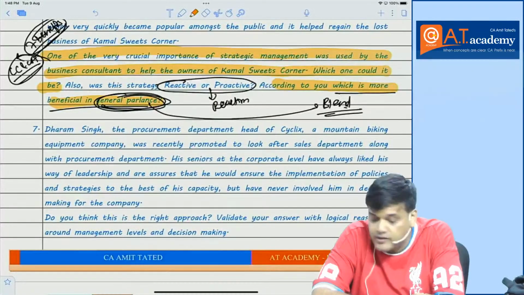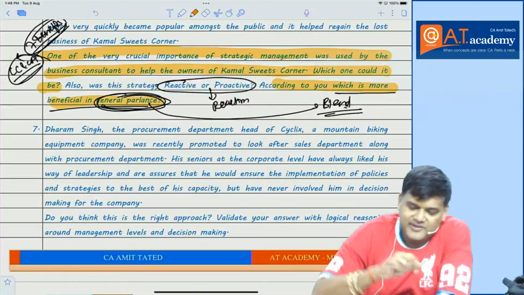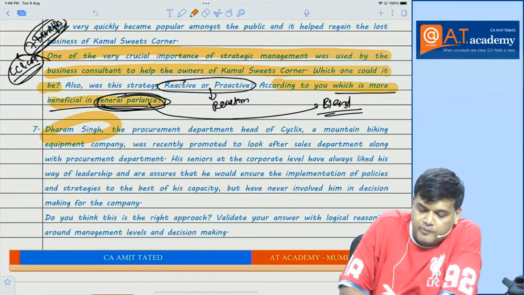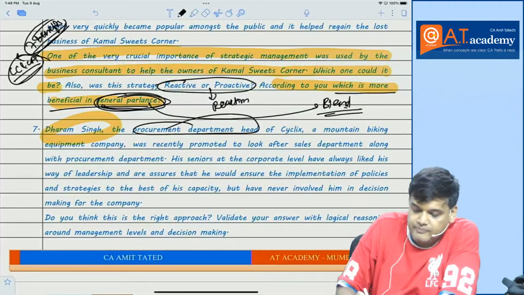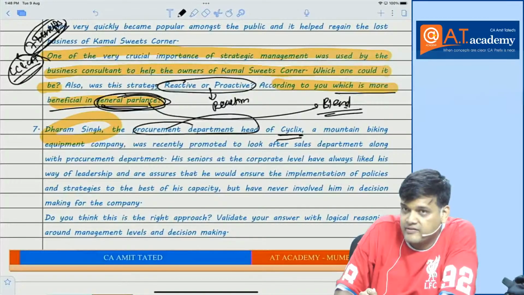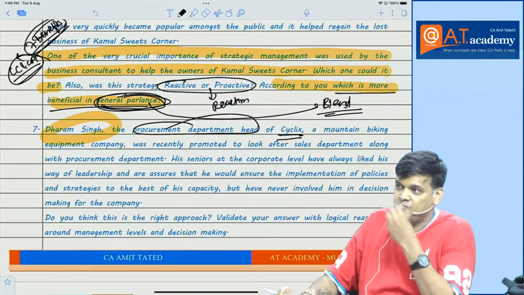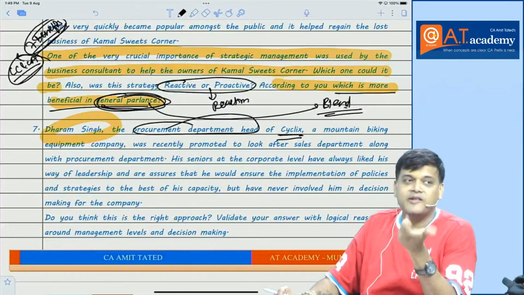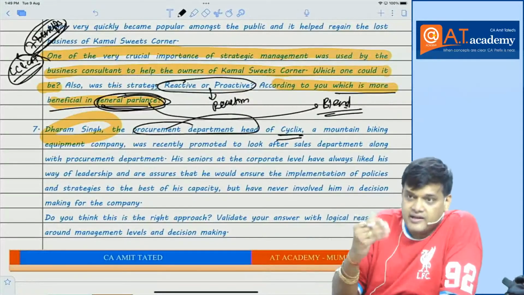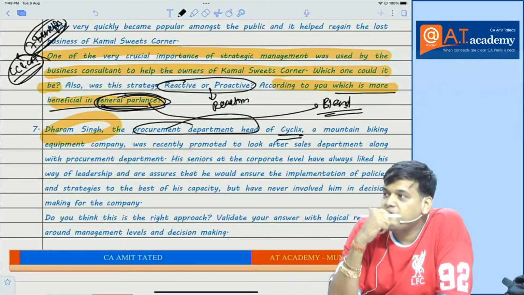Corporate level should oversee, but this Dharam Singh is corporate level. Punter, you mixed up. Please understand why Dharam Singh is a procurement department head. Procurement department head means business level. Procurement department head of cyclics. Procurement is business level. Procurement department is which level? Functional. Purchase department.